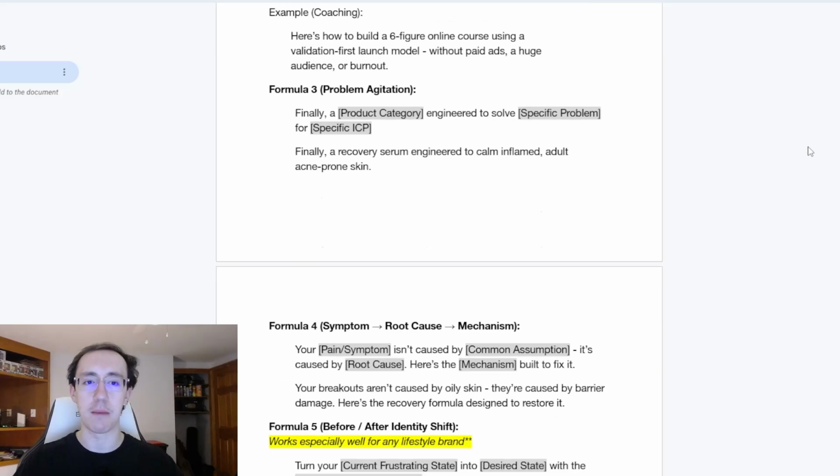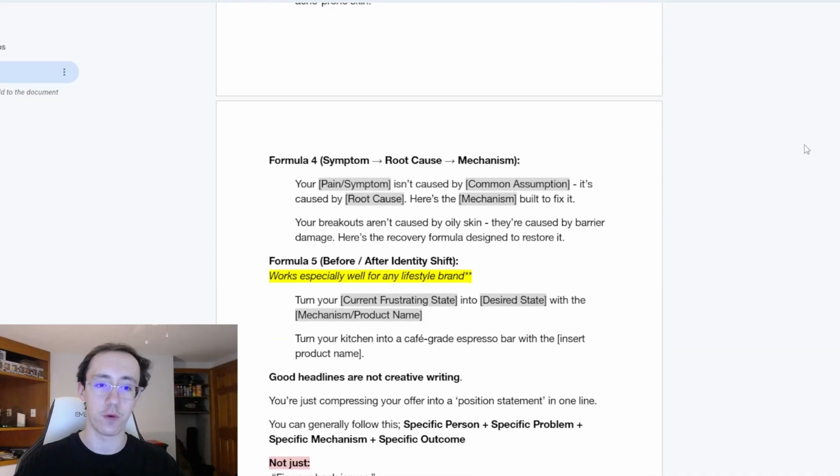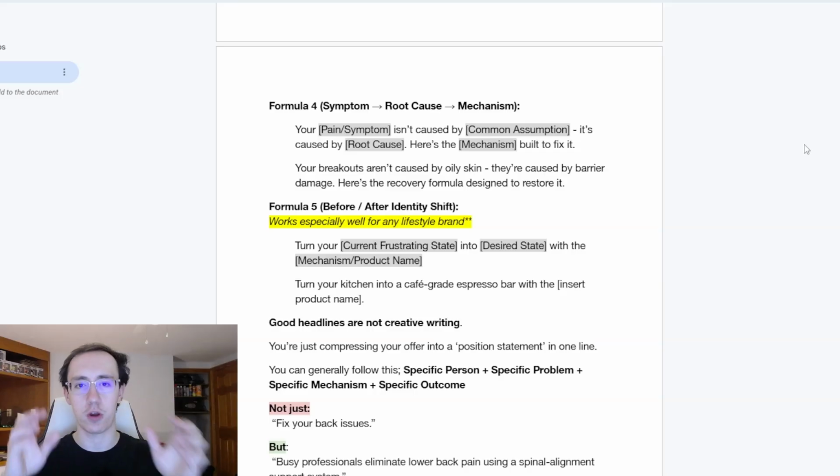The third formula is a problem agitation formula. So: finally, a product category engineered to solve a very specific problem for your specific customer. Finally, a skin recovery serum engineered to calm irritated adult acne-prone skin. Now, the fourth one, a little different, is symptom to root cause to mechanism. Your pain or symptom isn't caused by the thing that your customer probably thinks it's caused by. It's actually caused by this thing, and here's your mechanism built to fix it. So your breakouts aren't caused by oily skin. They're instead caused by barrier damage. And here's the recovery formula designed to restore it.